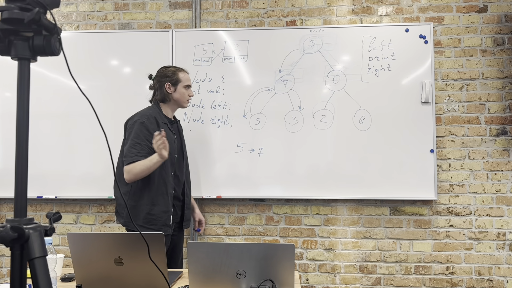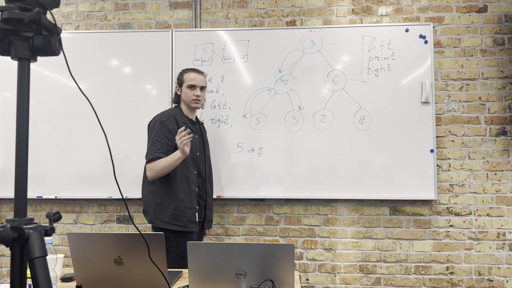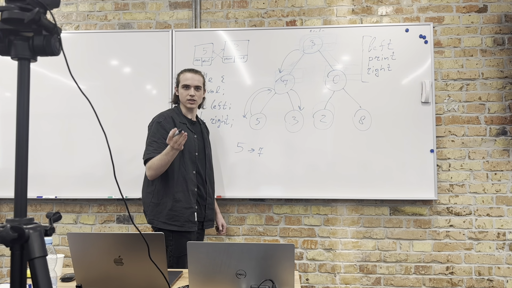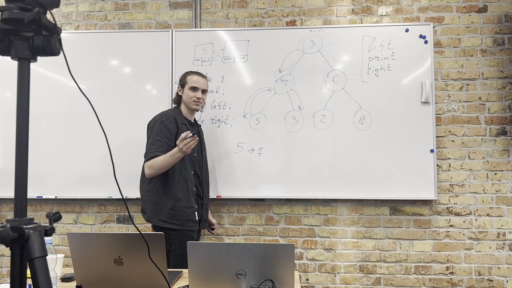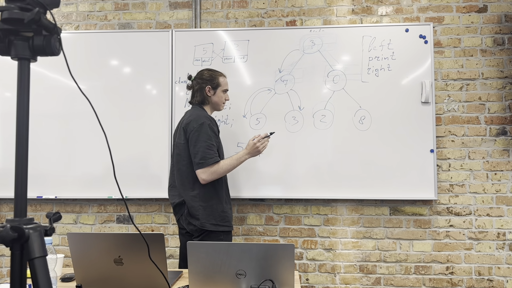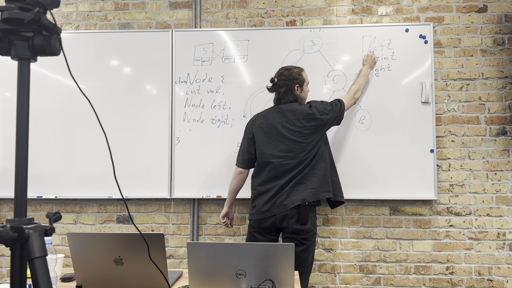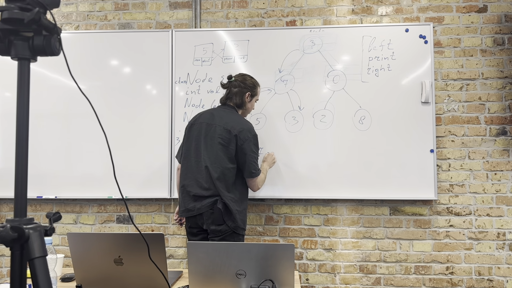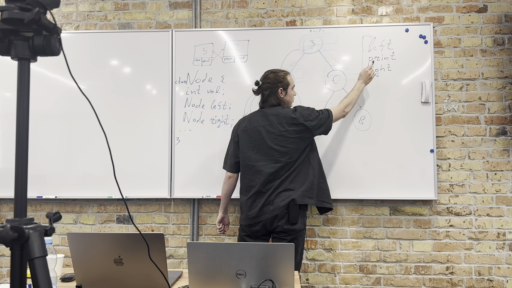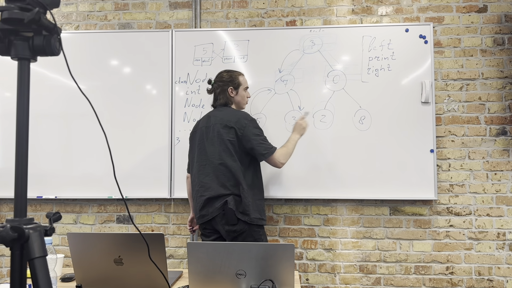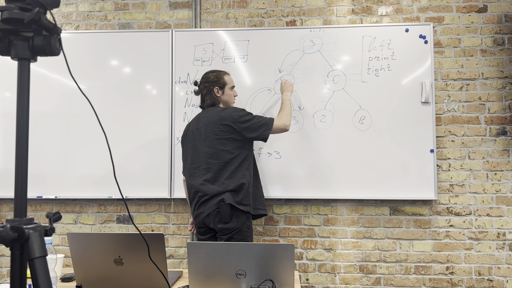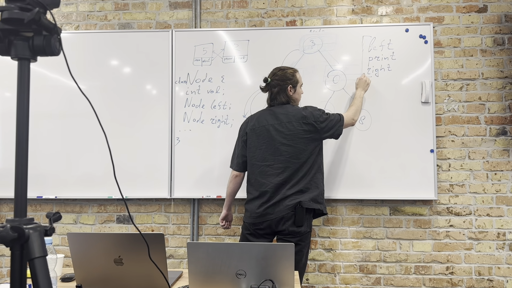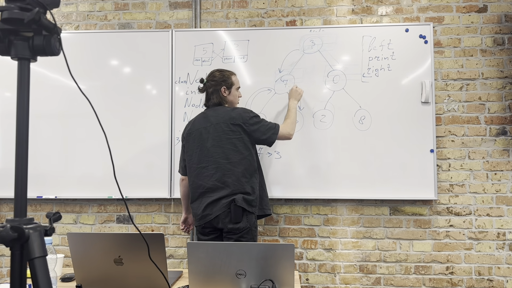Check if 3 has left. It doesn't. So we go back. It doesn't have left, then what do we need to do? We print 3. Then what do we do? Check right. No, so we go back to the previous one. We've done this operation, checking right.